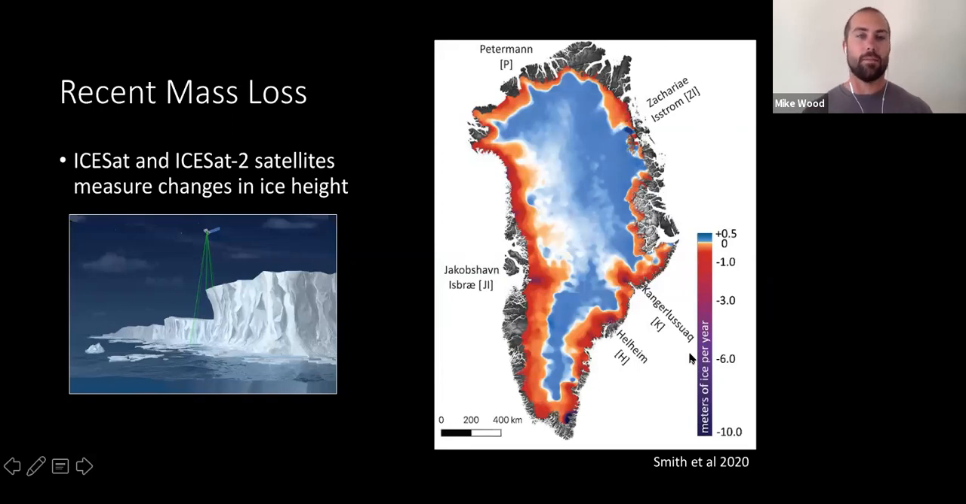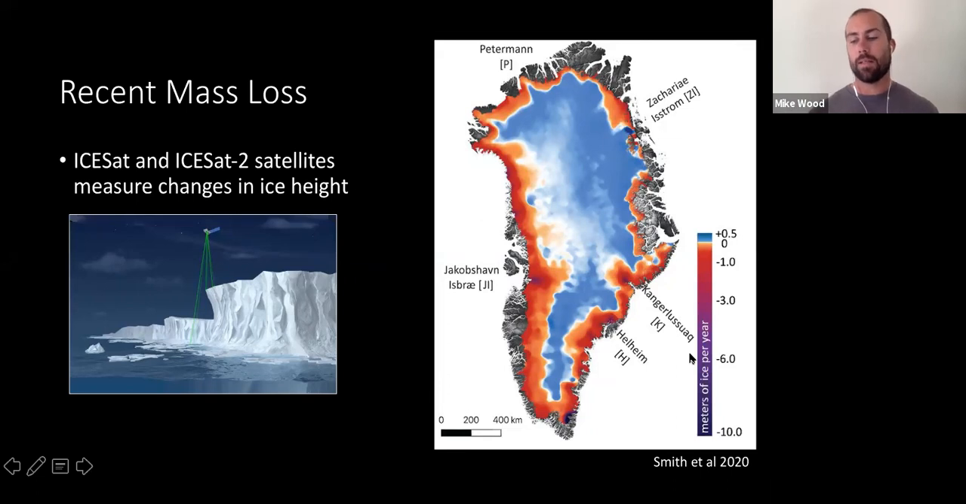And so this was done in a paper last year in Science by Ben Smith and others, comparing laser altimeter measurements from the recently launched ICESat-2 and in comparison to the first ICESat. And what we see is that really Greenland is losing mass on its periphery. And this is for two main reasons. One is that the edges of the ice sheet are at a lower elevation, so increases in air temperature can contribute more melt in those locations.